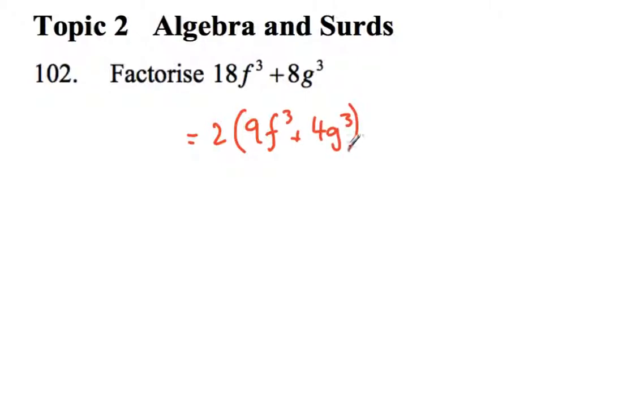It looks like it should be one of those sum of two cubes, but for that to happen, the numbers out the front need to be cubic numbers, and 9 and 4 aren't cubic numbers. Looks like they should be, but that's the best we can do there.